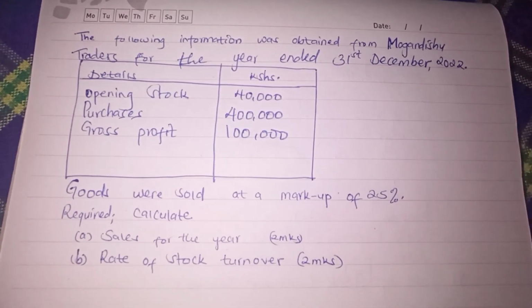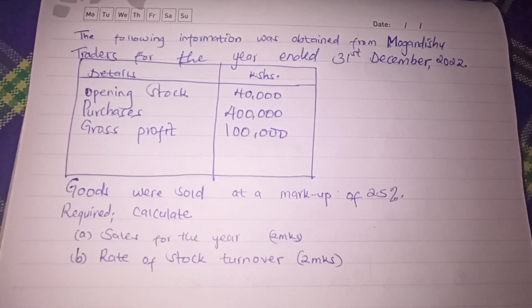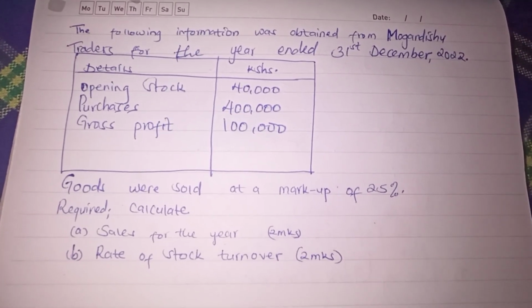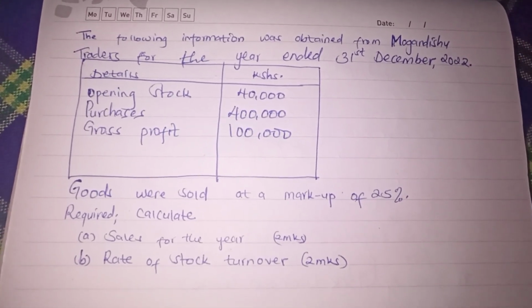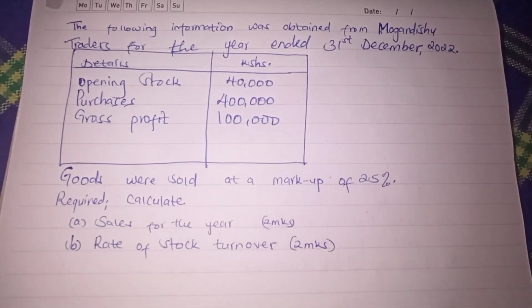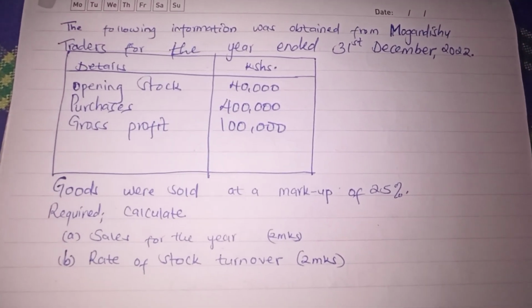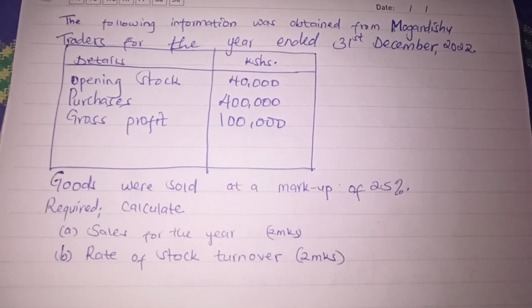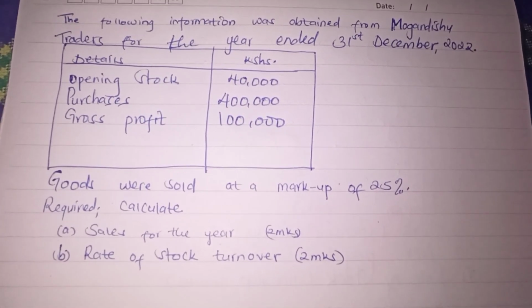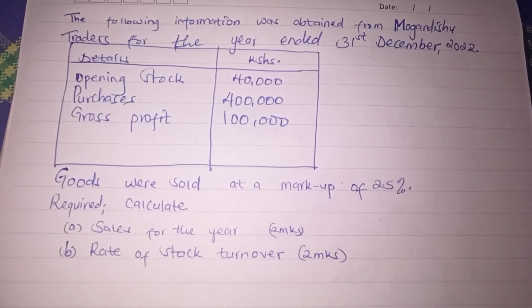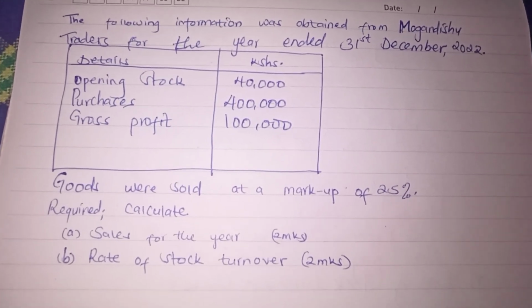Today we have another question on financial ratios that reads, the following information was obtained from Mogadishu traders for the year ended 31st December 2022. So we have two columns, the details column and the money column. The first item you're given is opening stock 40,000, purchases 400,000, gross profit 100,000. And we have additional information there.